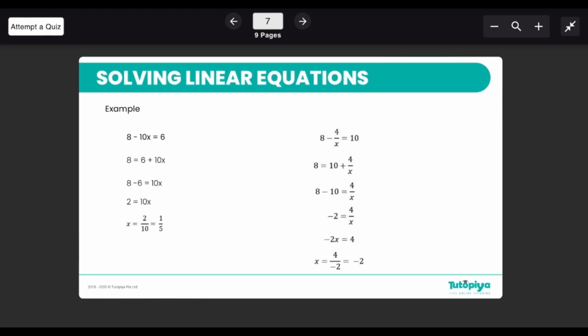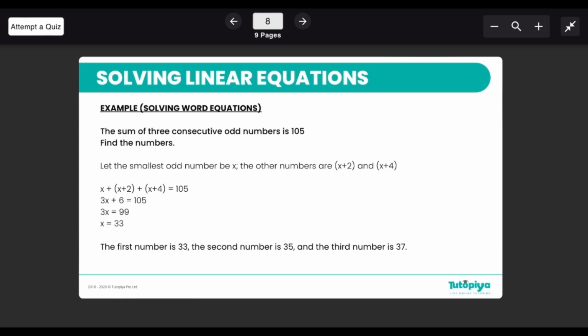And yes, you may have expressions like this. Again, the whole point is to make x the subject, right? So you have to move around and take the 4 over x to the right side, move the 10 to the left side, and then simplify that, and you have to cross multiply, and then you have to divide to simplify and get your x on its own to get x is equal to -2.